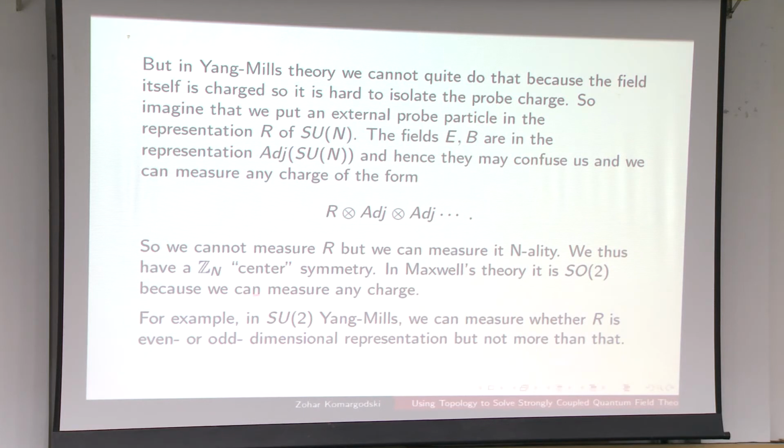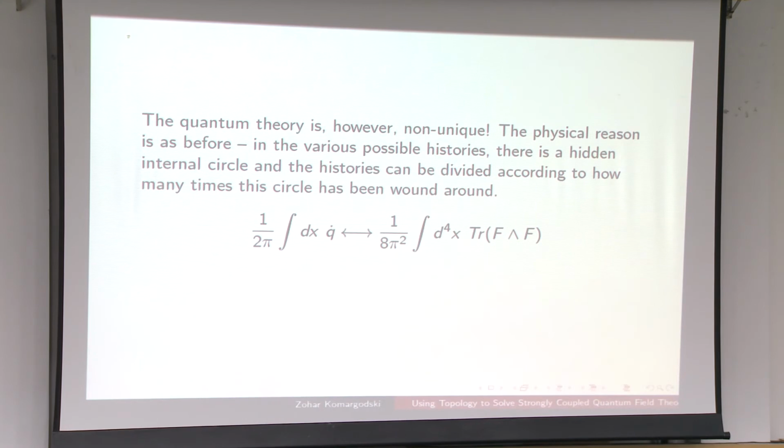That's what they mean. That in Yang-Mills theory, you can measure the charge modulo N, because the Yang-Mills fields have charges in units of N in some convention. In Maxwell's theory, if you want to be pedantic, you could say that the center symmetry is not Z_N, but it's SO(2). So you can measure any integer charge you want. So this is point number 1. And you will see that this Z_N is very, very important.